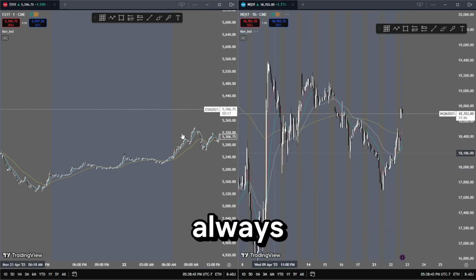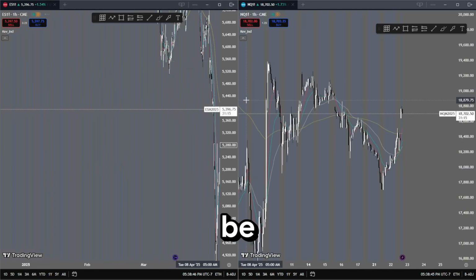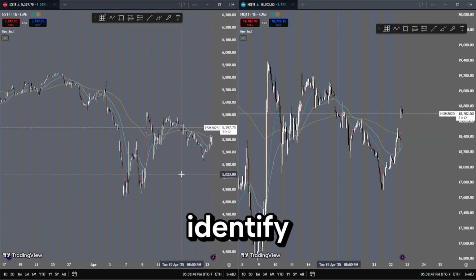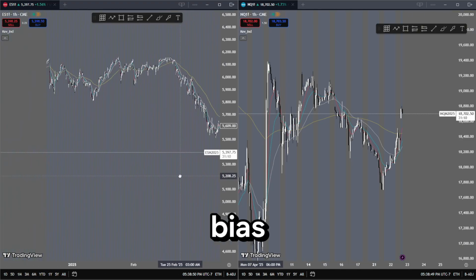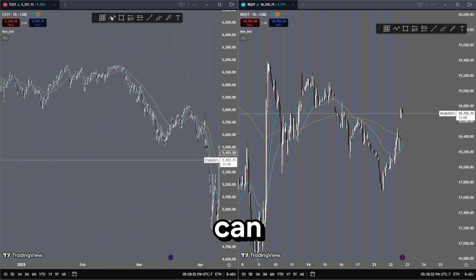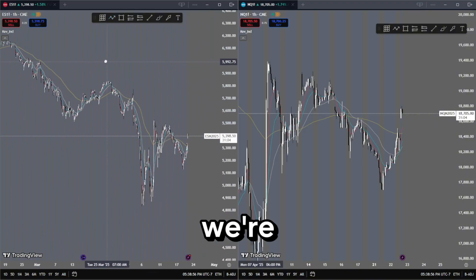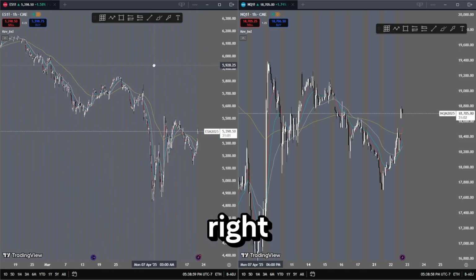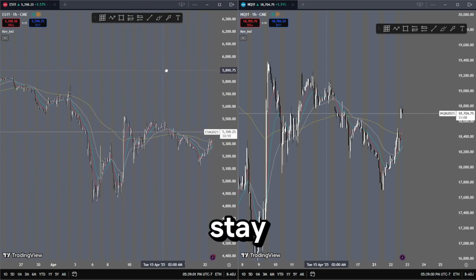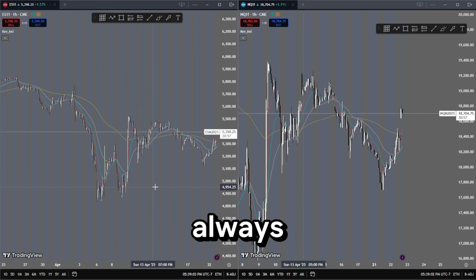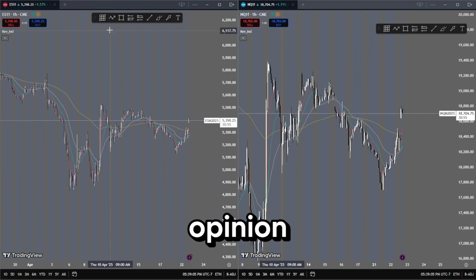I'm always going to be on a 1 hour time frame to be starting off with the day, and I'm going to identify what our bias is most likely going to be. As we can surely see, we're on a downtrend. So a lot of people might be thinking, oh, we're most likely going to be looking for puts, right? I always like to stay pivotable in the sense that I'm always willing to turn around my opinion based on what price action is doing.